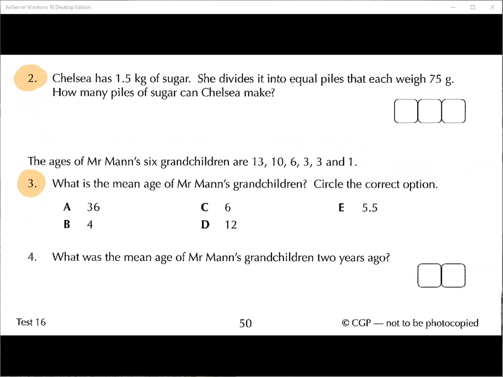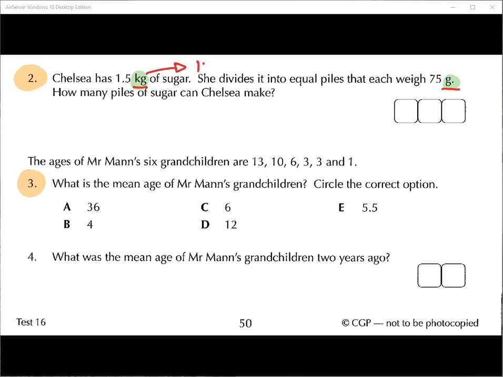Chelsea has 1.5 kilograms of sugar. She divides it into equal parts that each weigh 75 grams. How many piles of sugar can Chelsea make? So what do you realize about the question first of all? You have different units. You got kilograms in the beginning and grams over here. So what should we do with the kilograms?